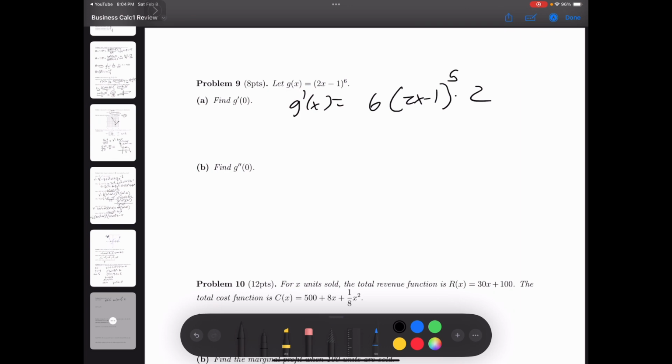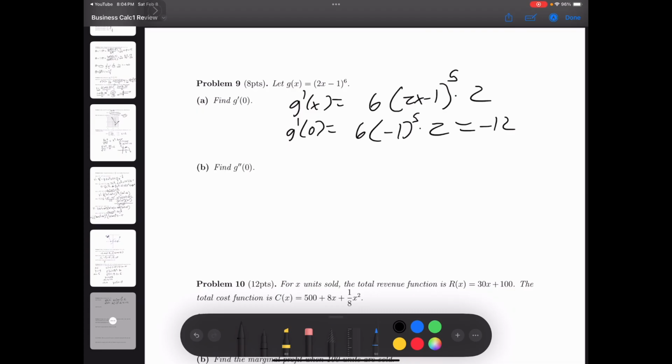And when we plug in 0, g prime of 0 is equal to 6 times -1 to the 5th times 2. -1 to the 5th is going to be -1. You can multiply that out and test it, but even powers would give you a 1. Odd powers would give you a -1. So we get -12.